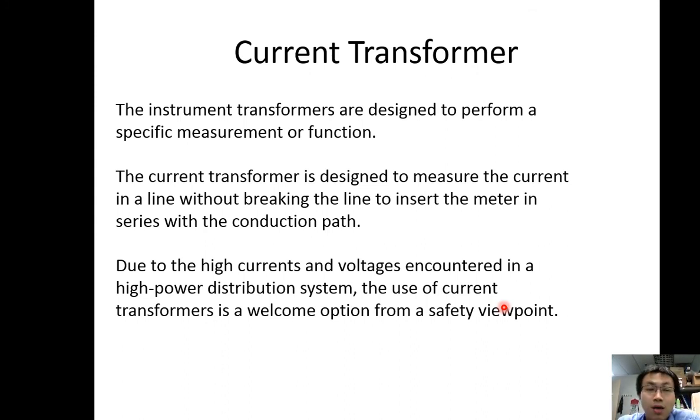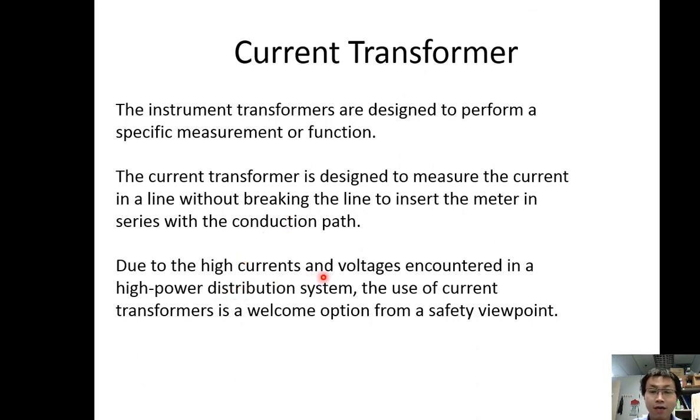Another one: usually we use the transformer as an instrument transformer. Instrument transformers are designed to perform specific measurements. One of the very famous ones is the current transformer. It is designed to measure the current in a line without breaking the line to insert the meter in series with the conduction path. Usually when we want to measure current, we need to cut the circuit and plug our measurement instrument in series to measure the current. But when we want to measure high current, that will be a problem, so we need to have a current transformer.